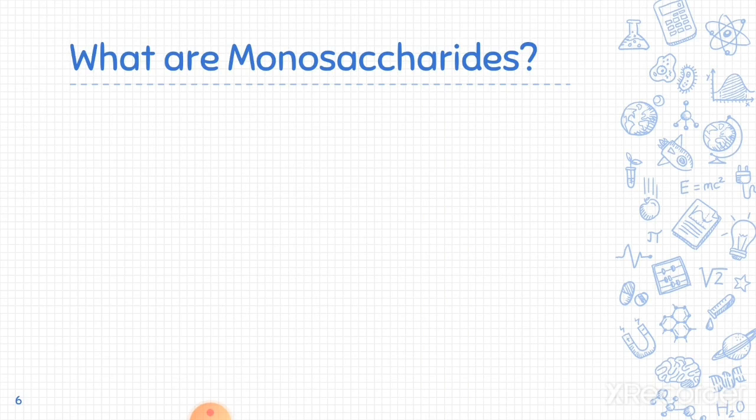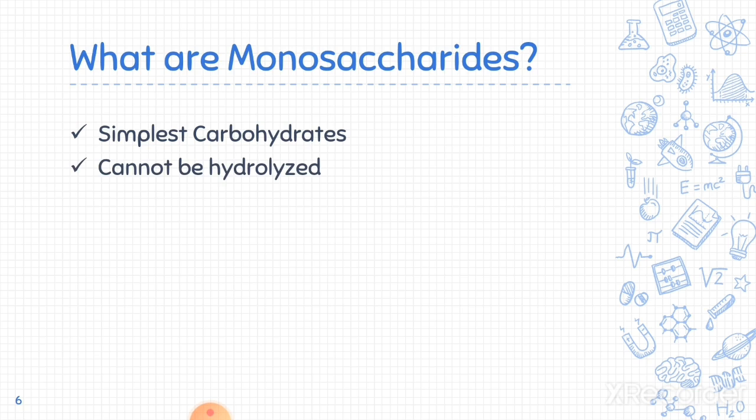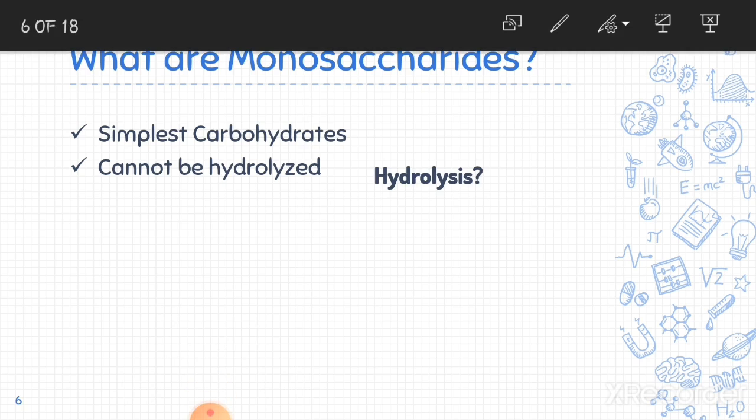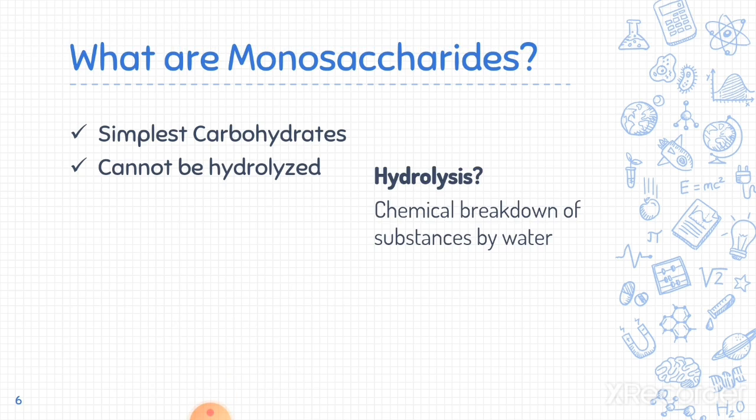What are monosaccharides? Monosaccharides are called the simplest carbohydrates or the simplest sugars. They cannot be hydrolyzed. We are discussing the properties of the monosaccharides. Hydrolysis. What is hydrolysis? Hydrolysis is basically the chemical breakdown of substances by water. So in this process, usually a larger molecule is broken down into smaller molecules with the addition of water. This process is called hydrolysis.